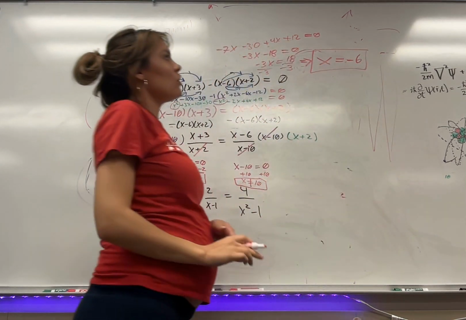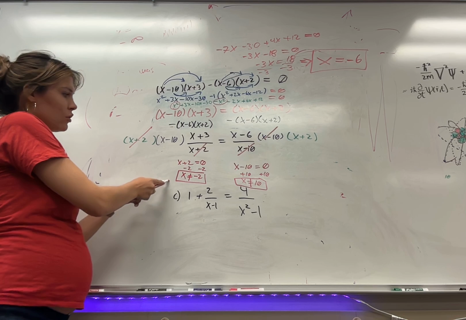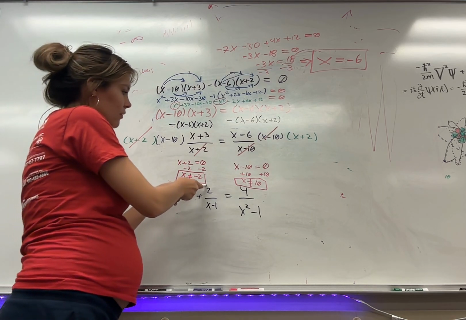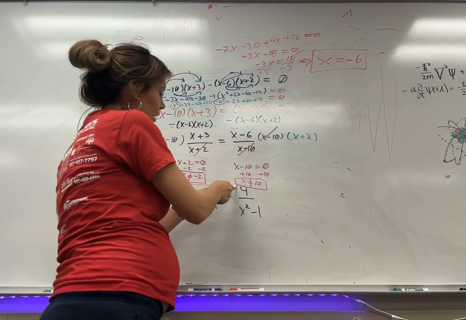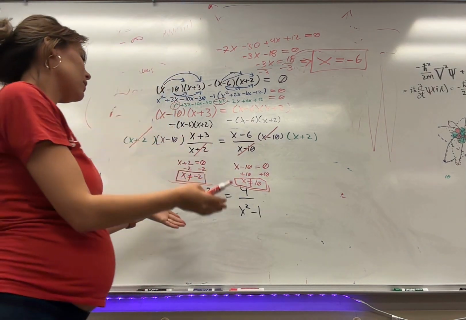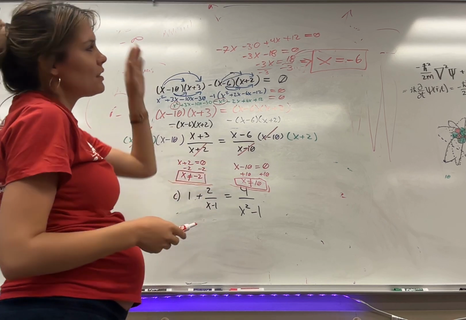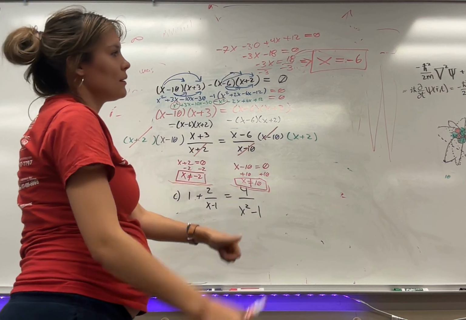Is this solution extraneous? No, because the extraneous solutions would be only if we found that x was equal to negative 2 or x was equal to negative 10, because they're not allowed. And so, since we know that negative 6 is equal to neither of those, it's not an extraneous solution, it's an actual solution, we win. It works.